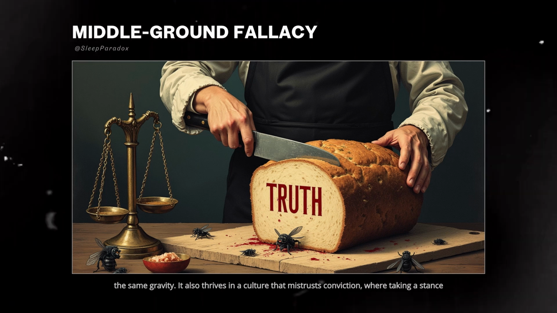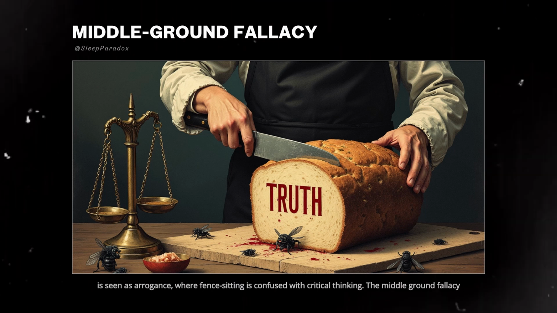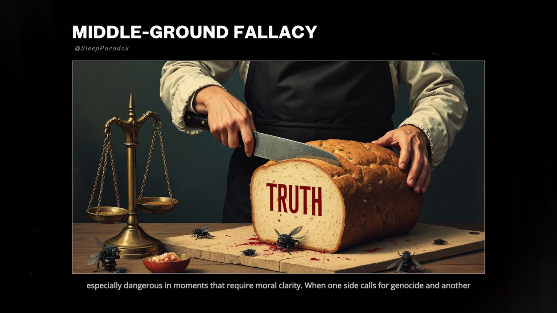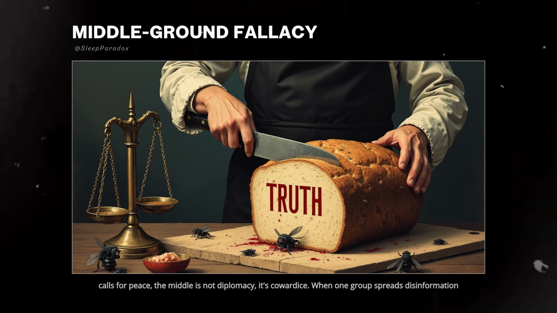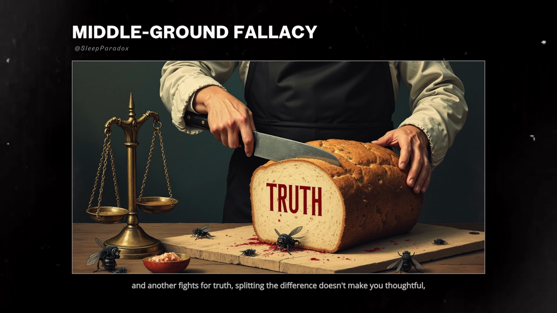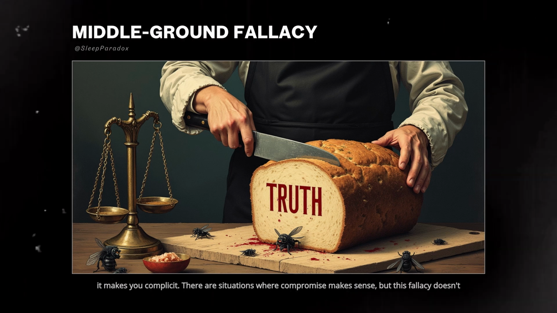It also thrives in a culture that mistrusts conviction, where taking a stance is seen as arrogance, where fence-sitting is confused with critical thinking. The middle ground fallacy exploits that discomfort. It offers a third rail, where there shouldn't be one. This fallacy becomes especially dangerous in moments that require moral clarity. When one side calls for genocide and another calls for peace, the middle is not diplomacy, it's cowardice. When one group spreads disinformation and another fights for truth, splitting the difference doesn't make you thoughtful, it makes you complicit.